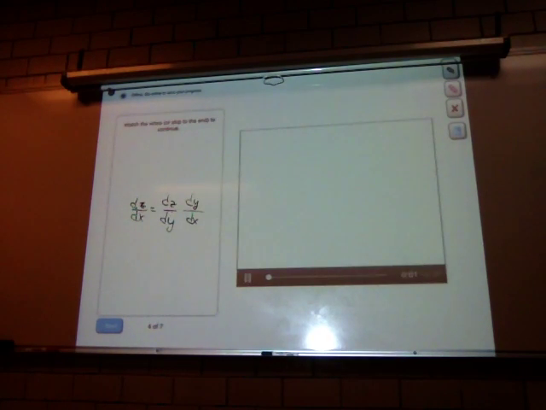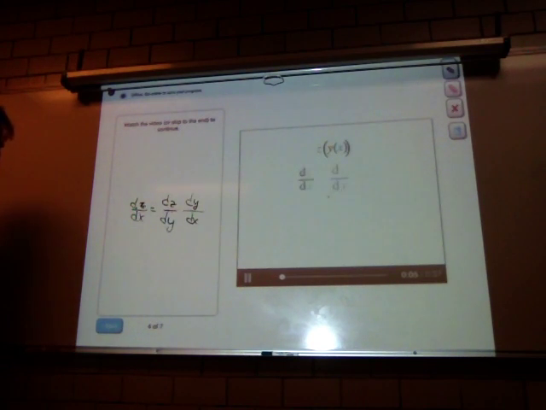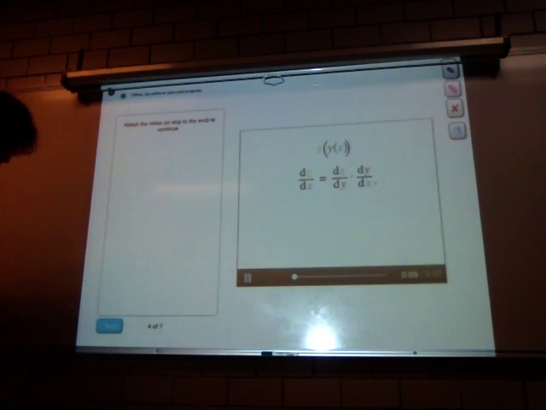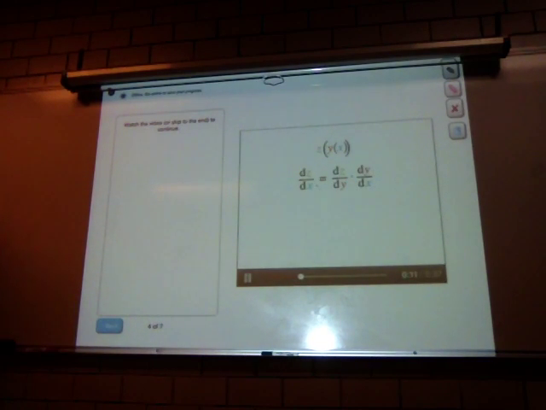Okay, so given the composite function z of y of x, you found that dz dx equals dz dy times dy dx. Another way to say this is that the derivative of z with respect to x equals the derivative of z with respect to y times the derivative of y with respect to x. You might have noticed that this looks similar to the chain rule, which is the rule you use to find the derivative of composite functions like this one.